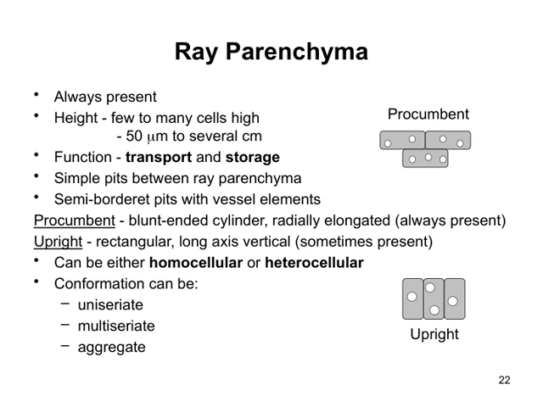In terms of form, you'll see procumbent cells, which are radially elongated and blunt-ended, and upright cells, which are rectangular and stand vertically. Recognizing these variations helps us understand the diversity and complexity of ray parenchyma in different species and how they contribute to the overall function of the wood tissue.